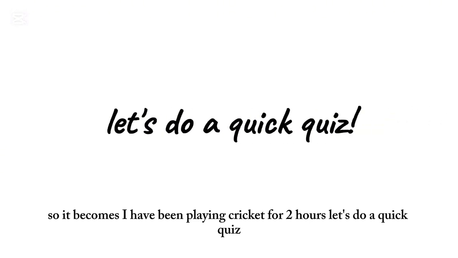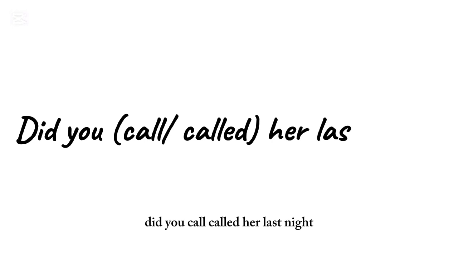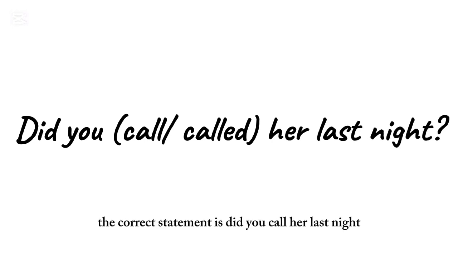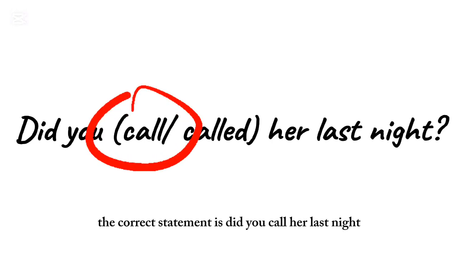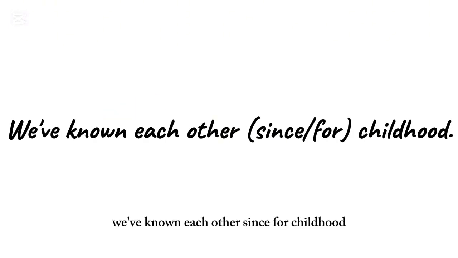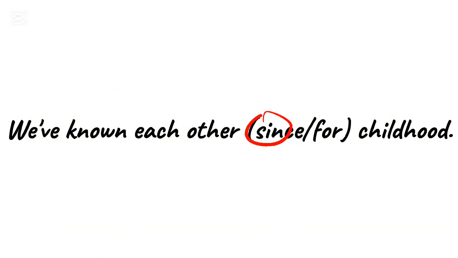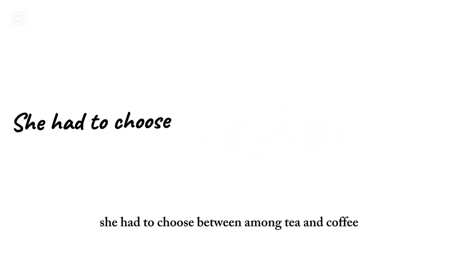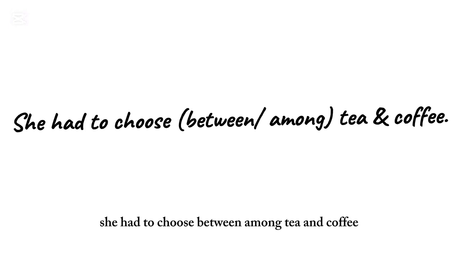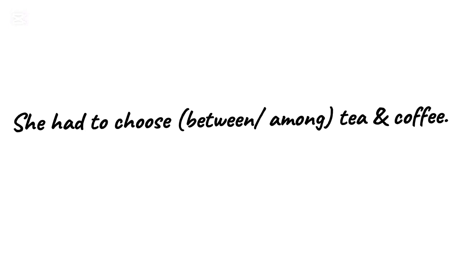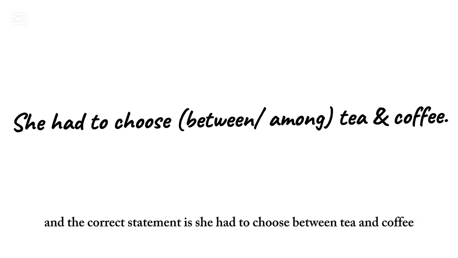Let's do a quick quiz. Did you called her last night? The correct statement is, did you call her last night? We've known each other since, for childhood. The correct statement is we've known each other since childhood. She had to choose between, among tea and coffee. And the correct statement is she had to choose between tea and coffee.